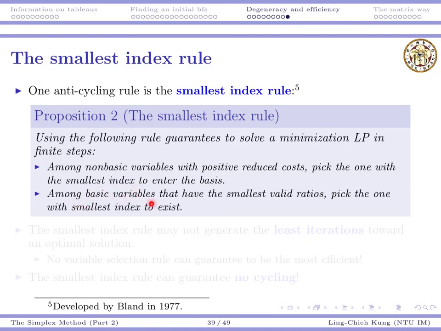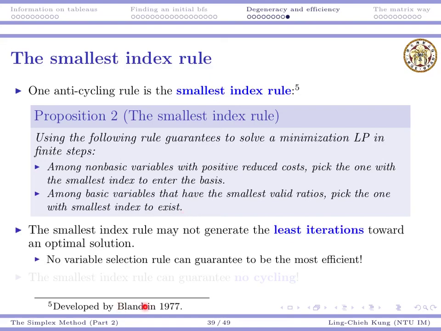For basic variables, it's the same thing. If there are multiple rows having the smallest valid ratio, then you will pick the one with the smallest index again. So for example, if x5 and x10 both have the smallest valid ratio, their denominators are positive and their ratios are smallest, then you will pick x5 because the index is smaller. So Bland has shown that if we use the smallest index rule, definitely we will end up with a conclusion in a finite time.